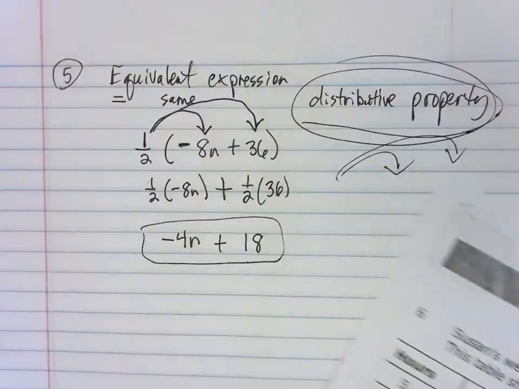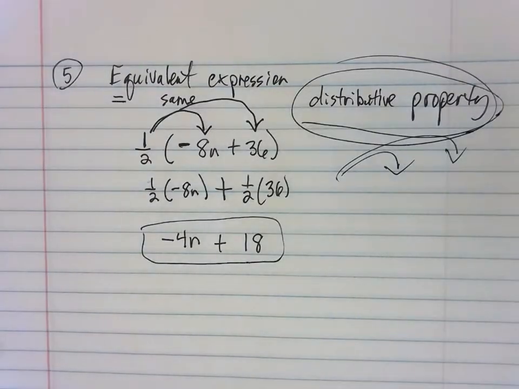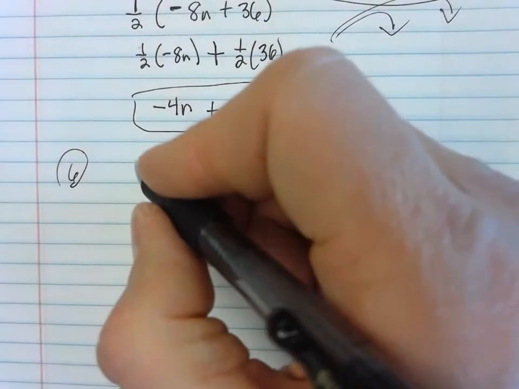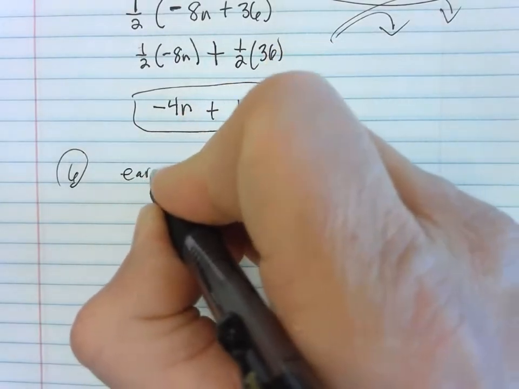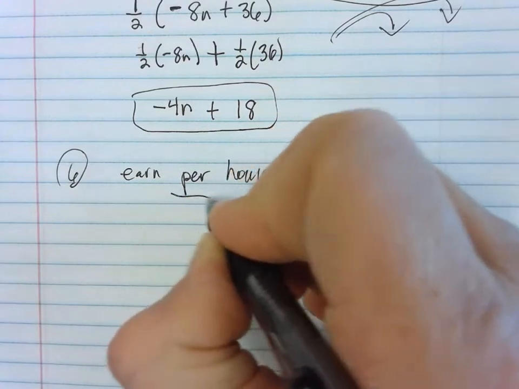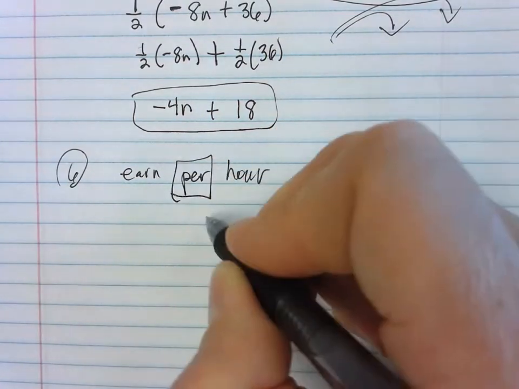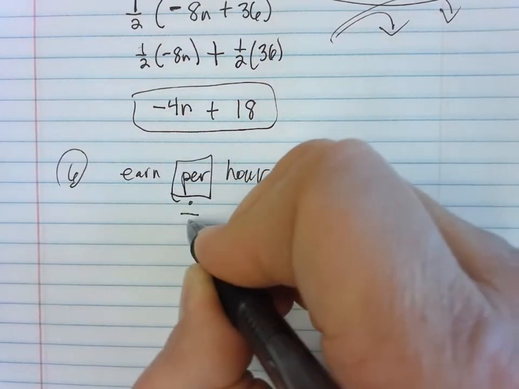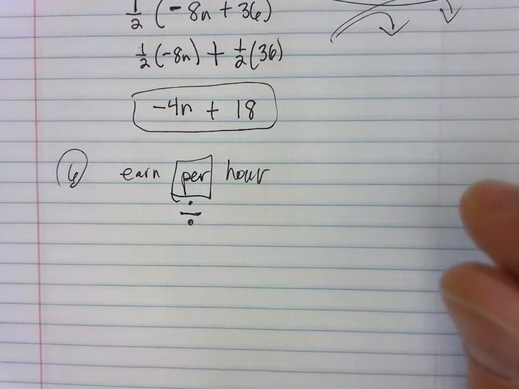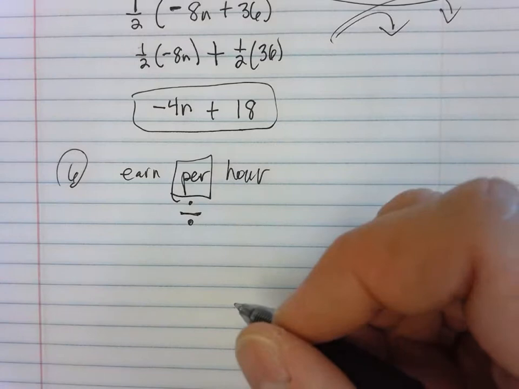Alright, so in number 6 here about Susan, you're trying to find out the amount she earns per hour. So in that question, when you're trying to find how much she earns per hour, what I need you to know is that word right there, per, normally means divide. It can mean multiply sometimes, but normally means divide. And I'll finish out with this one.